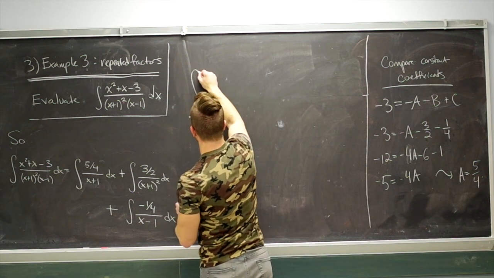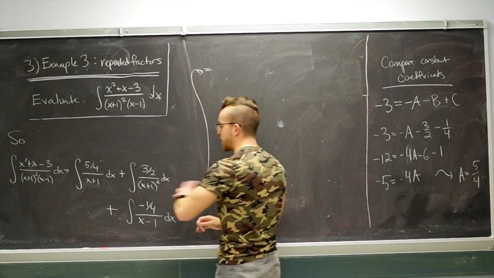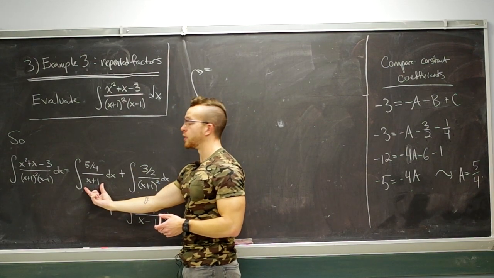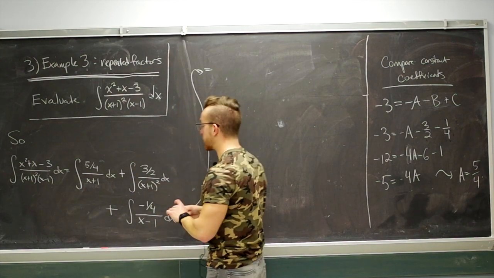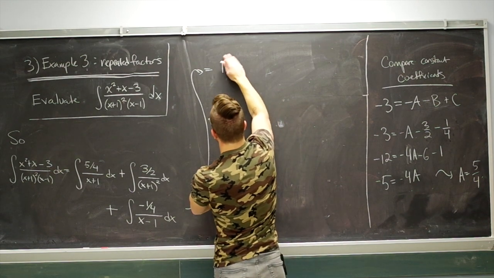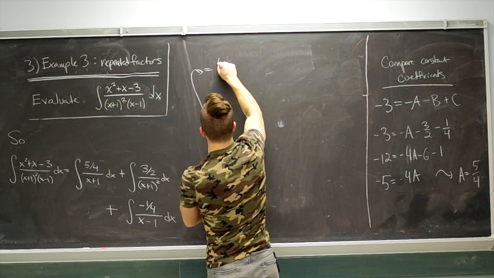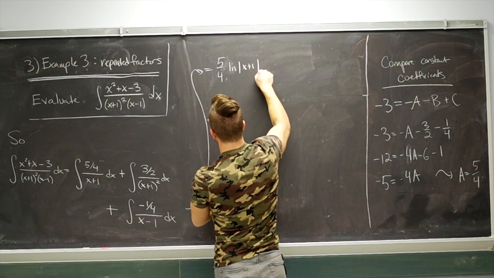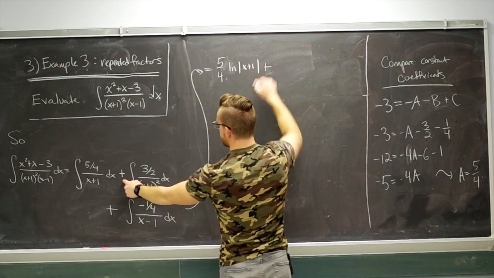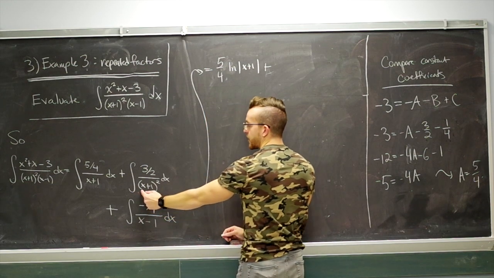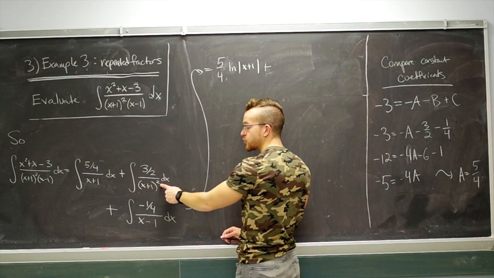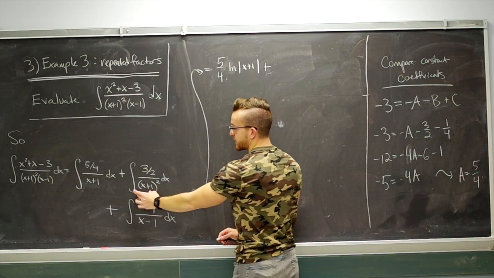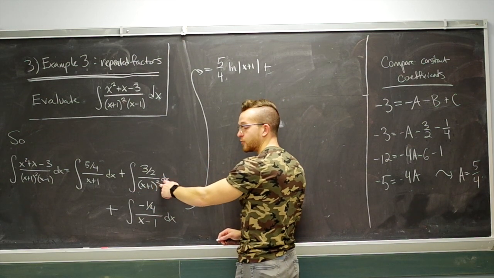So I'll continue up here. Now the constants are a little ugly, but you can just pop them out of the integral. Integrating 1 over x plus 1 gives you a log. So 5/4 times log of absolute x plus 1 plus, now here, an x plus 1 quantity squared, this is just a power rule problem. This is like x plus 1 to the -2.